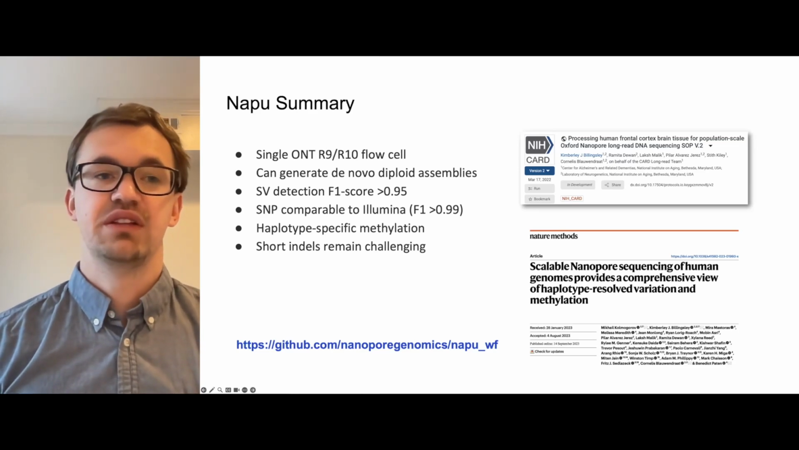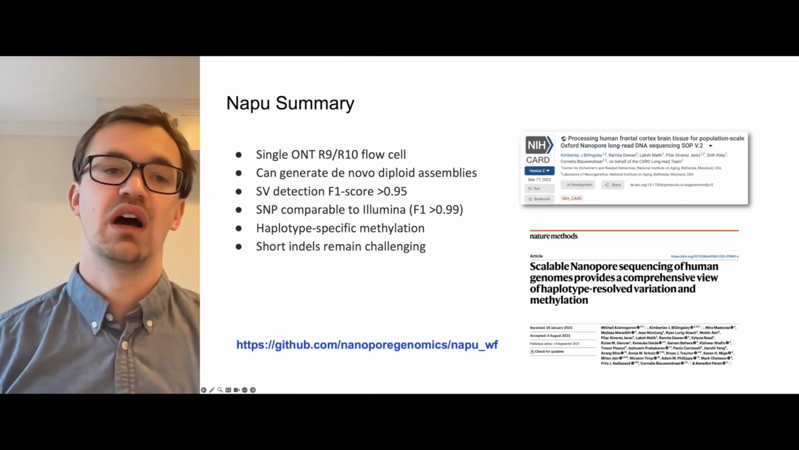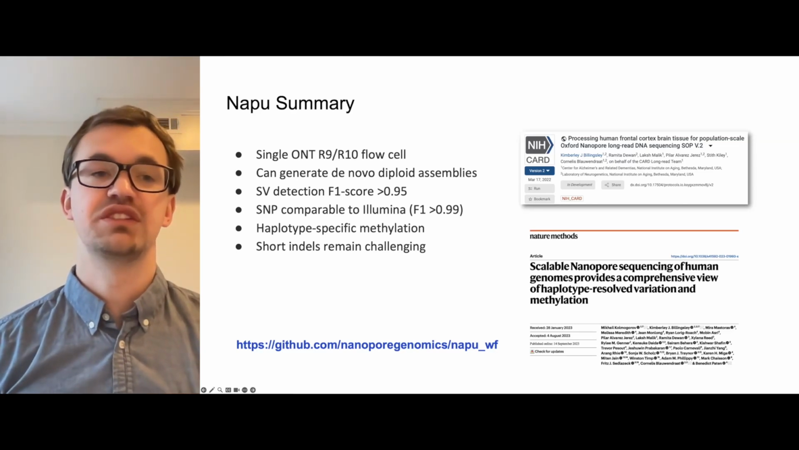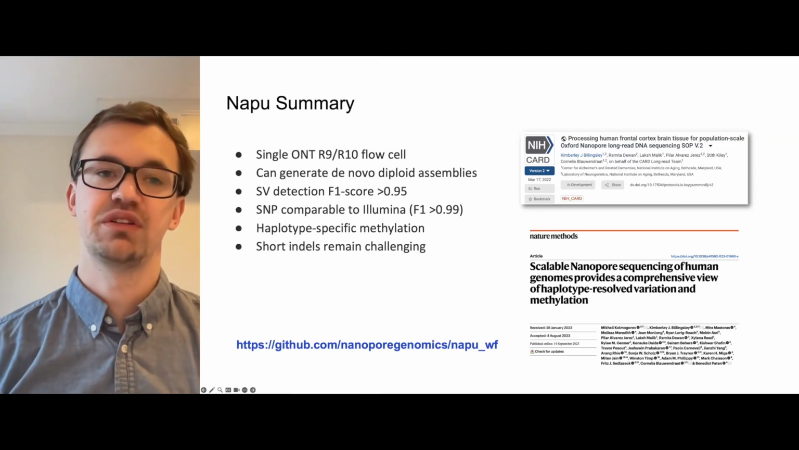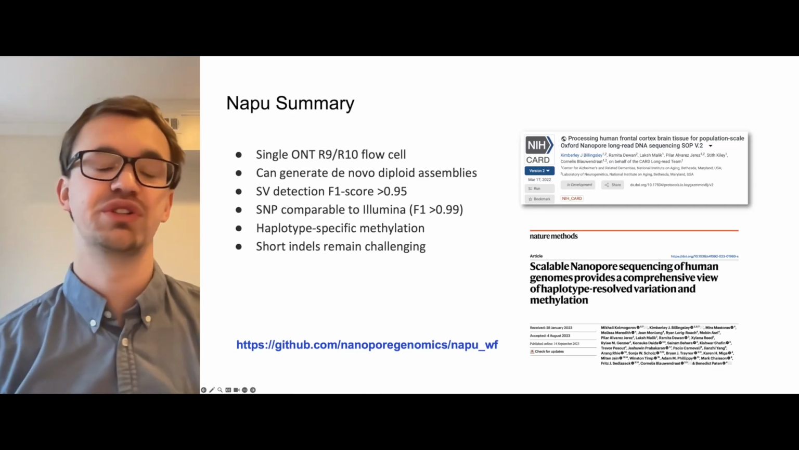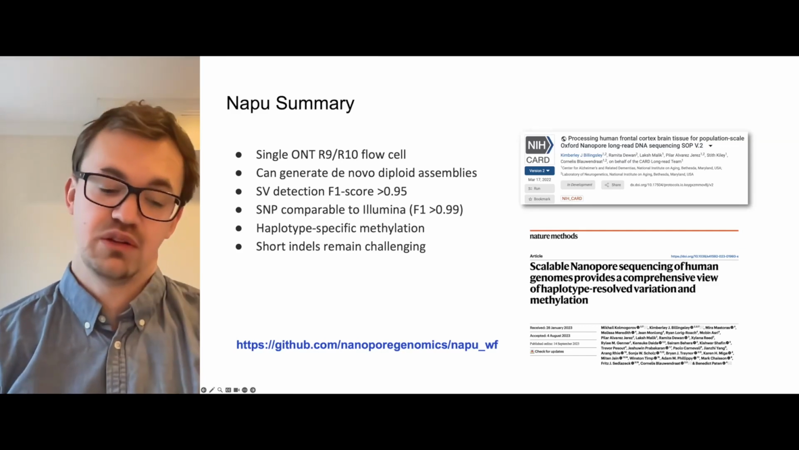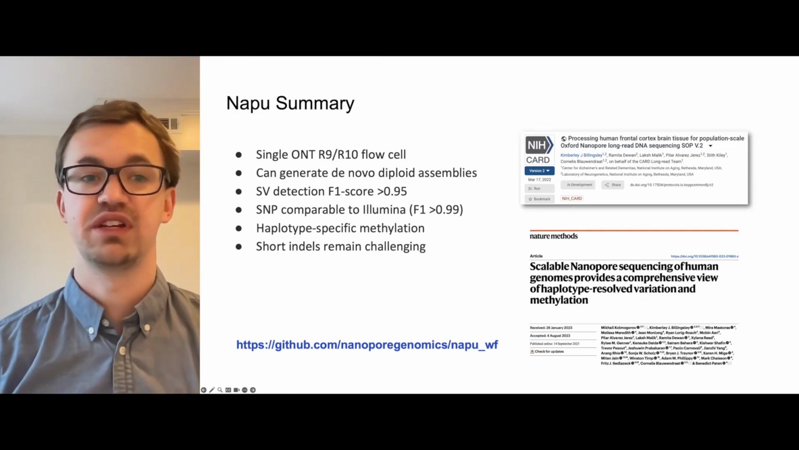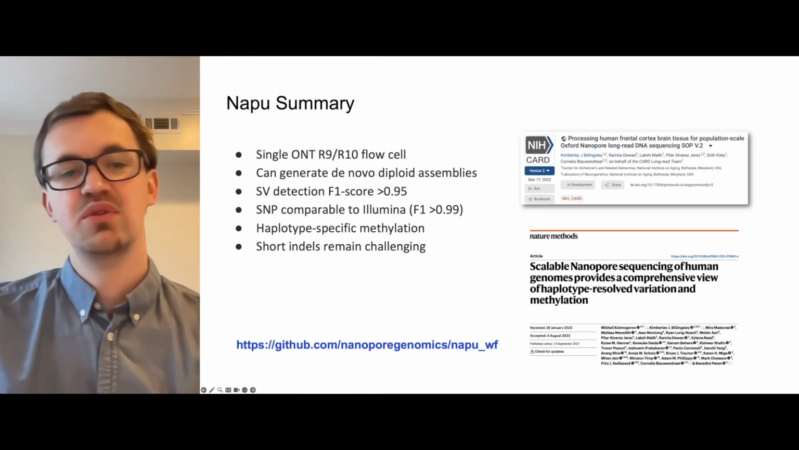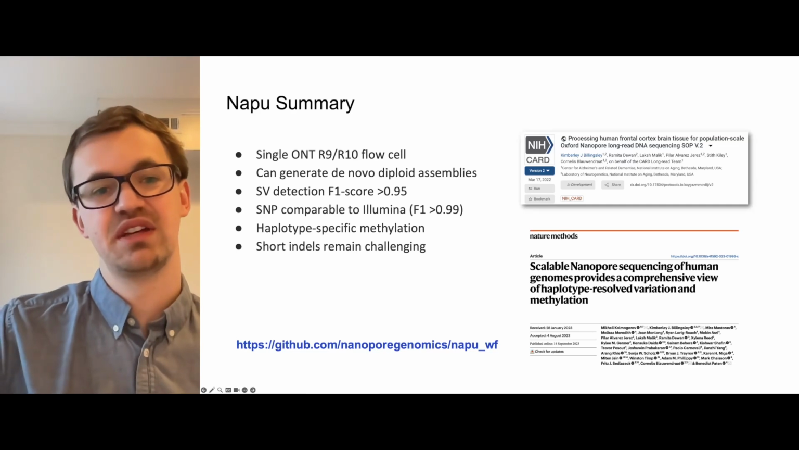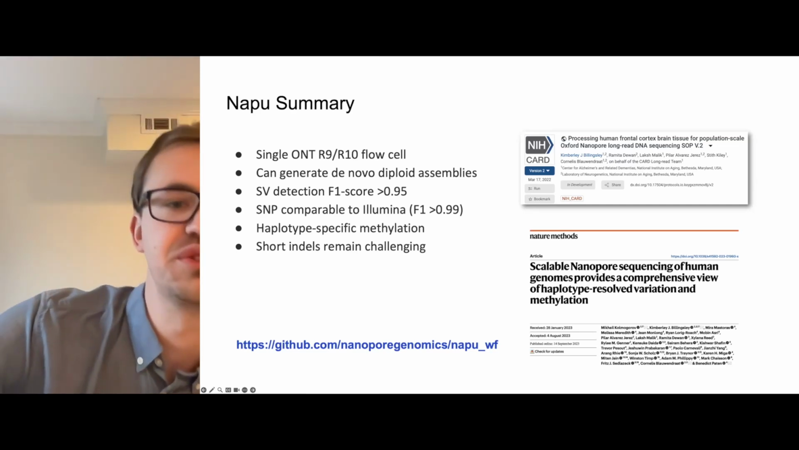Using these assemblies, you can detect structural variants with very high F1 scores, high consistency. You can get SNP calls comparable to Illumina. You can get haplotype-specific methylation. The remaining challenge is, of course, short indels. It has improved quite a bit with R10, and it looks like there are more exciting updates that are coming. So we think that pretty soon we will have very nice and comprehensive indel calls as well.